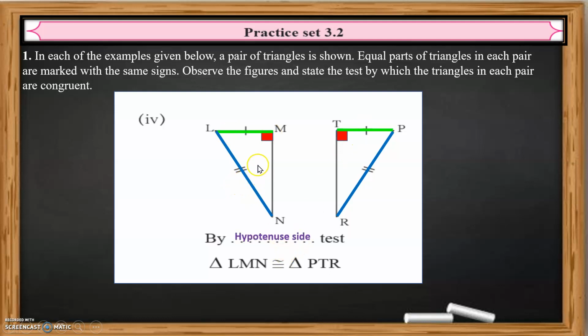Students, remember this, it is not always that right angle triangles will be congruent by hypotenuse side test. But first you should check for hypotenuse side test, and only if it is not satisfied, then you have to look out for the other tests. So here the hypotenuse and the other side are congruent. Therefore the two triangles are congruent by hypotenuse side test.